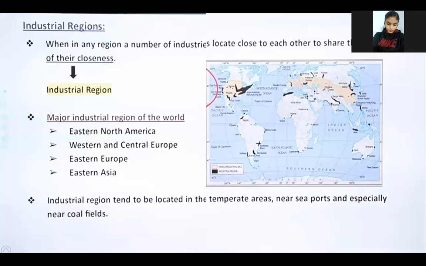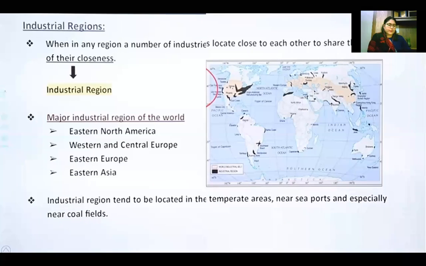Okay, then next is, this is the important thing to understand. Since the beginning we are talking about industries, types of industries, industrial system, then location factors. Now you should know across the world which are the industrial regions, and in India also, that there are some regions which are known as industrial regions. So what do you mean by industrial region? I told you previously also, industrial region is when in any region a number of industries locate close to each other to share the benefit of their closeness.